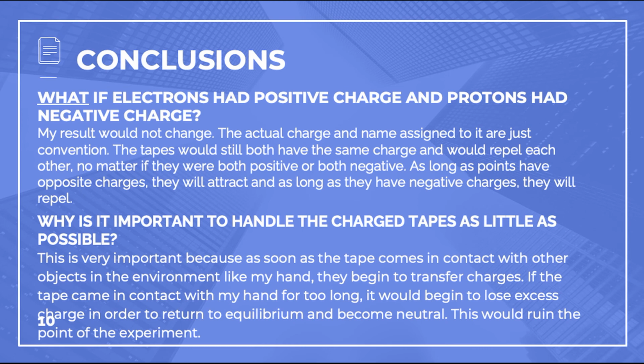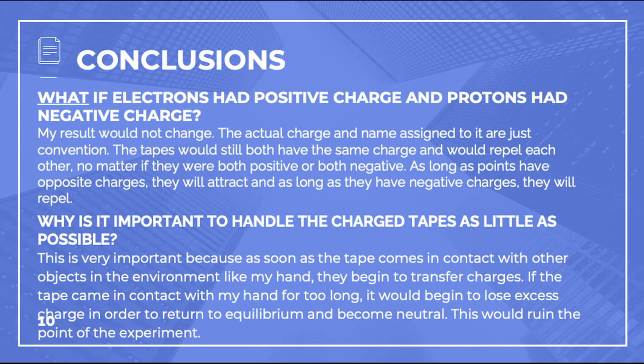Lastly, to answer the questions posed from the lab. The first one is, what if electrons had positive charge and protons had negative charge? Well, my result would not change. The actual charge and name assigned to it are just convention. The tapes would still both have the same charge and would repel each other, no matter if they were both positive or both negative. As long as points have opposite charges, they will attract, and as long as they have like charges, they will repel.